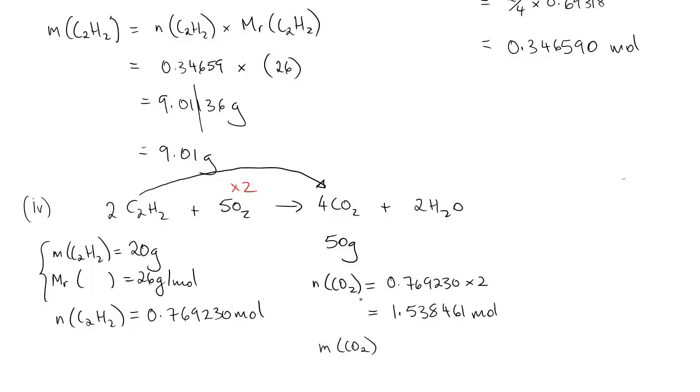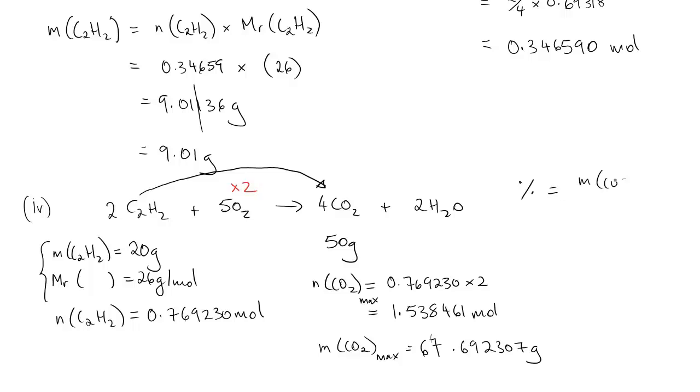So this is the maximum. This would mean that 100% of it gets converted. So times by 44, which is the molar mass of carbon dioxide. And if that were the case, if the maximum occurred, you would get 67.692307 grams.